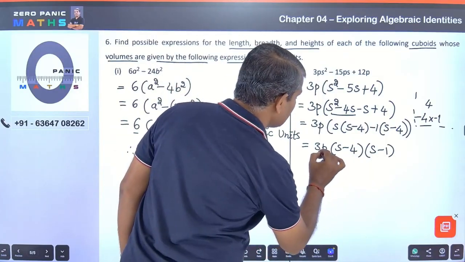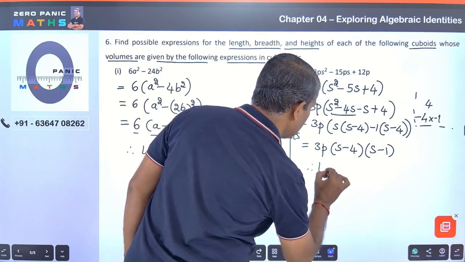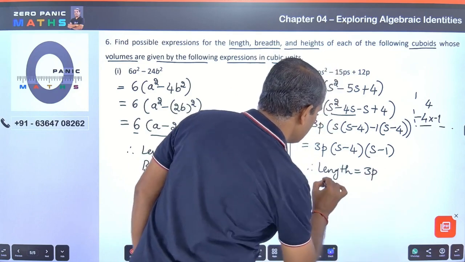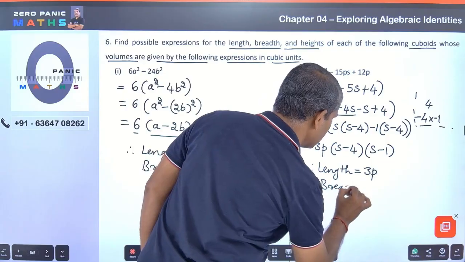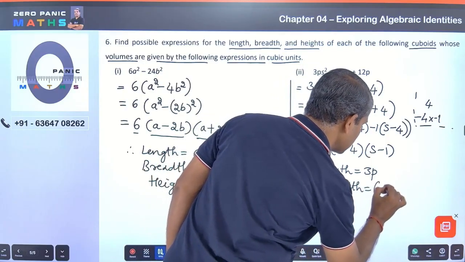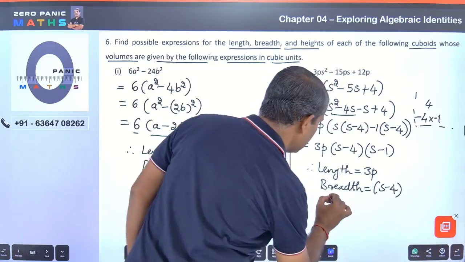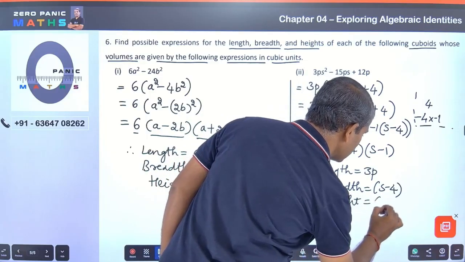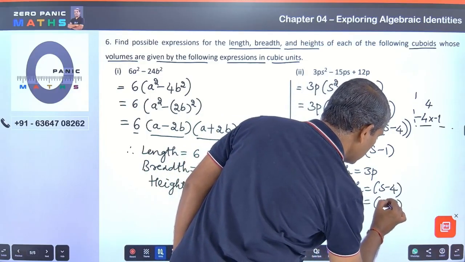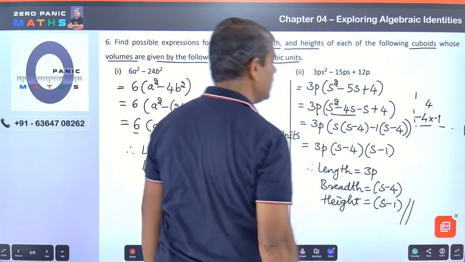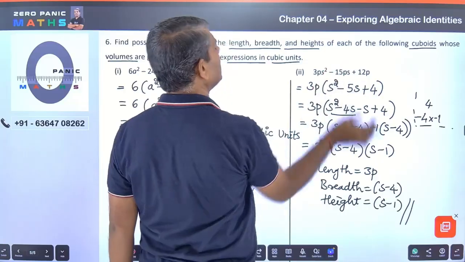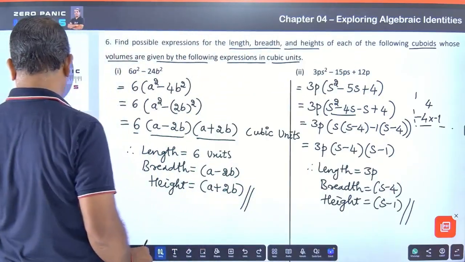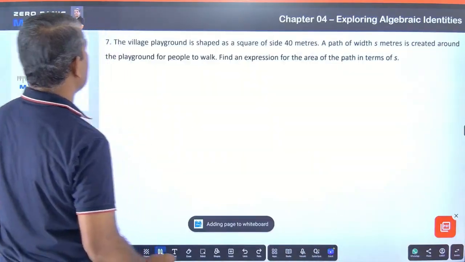Let us consider this as length. So therefore length is equal to 3p, and breadth is equal to the one factor, that is s minus 4. Height finally is equal to the remaining factor, that is s minus 1. So these are the factors, and in turn these are the length, breadth and height. Let us quickly move to the next problem, the seventh problem.